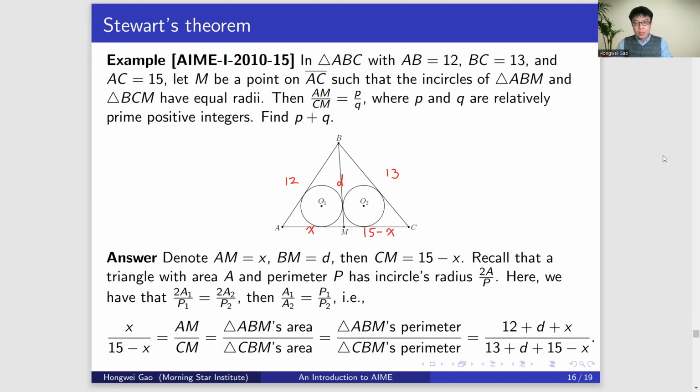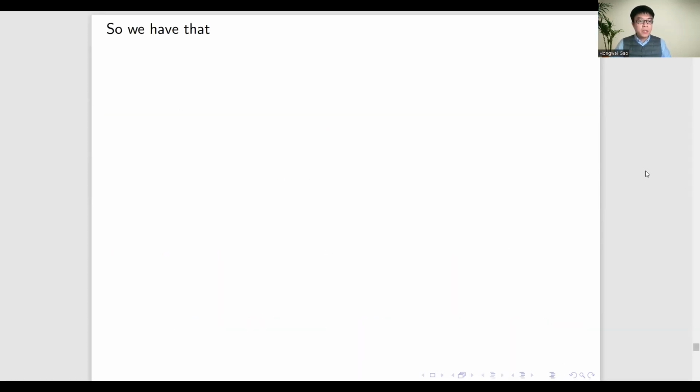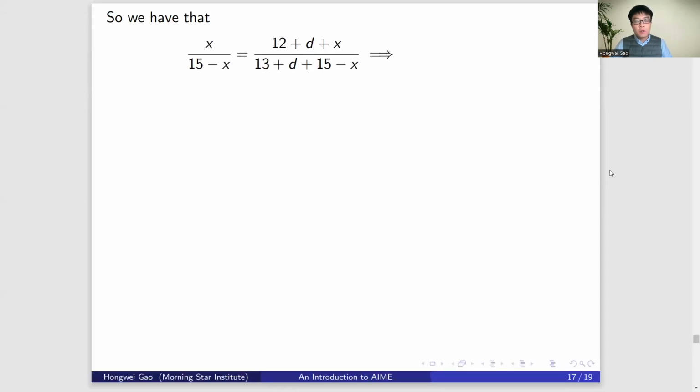On the other hand, the ratio of their perimeters can be read out using D and X. For ABM, the perimeter is just 12 plus D plus X. For CBM, it is 13 plus D plus 15 minus X. In this way, we get an equation concerning X and D. Based on this equation, we have the following: X over 15 minus X equals 12 plus D plus X over 13 plus D plus 15 minus X, which implies D equals 25X minus 180 over 15 minus 2X.